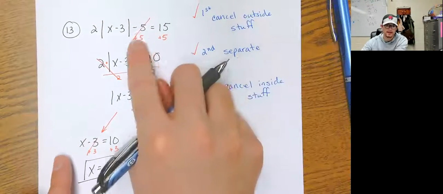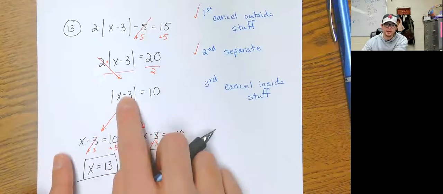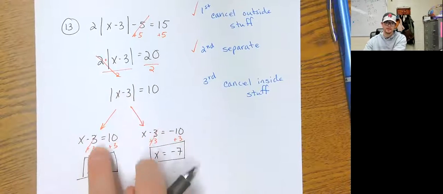So first, cancel out the outside stuff. That multiplication is on the outside. And then you separate, and then you cancel the stuff that was on the inside.